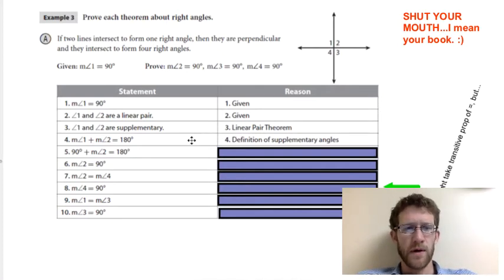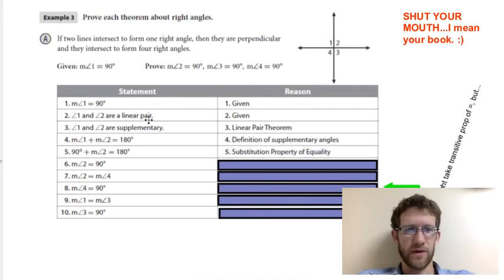Sure. And then this one says 90 degrees plus the measure of angle 2 equals 180. Well, that's kind of weird. How did I get there? Well, I switched out angle 1 for 90. Am I allowed to do that? Yep, because they're equal. That's called the substitution property of equality. Finally, that gives me the measure of angle 2 equals 90 degrees.